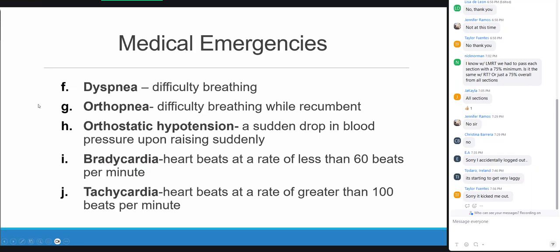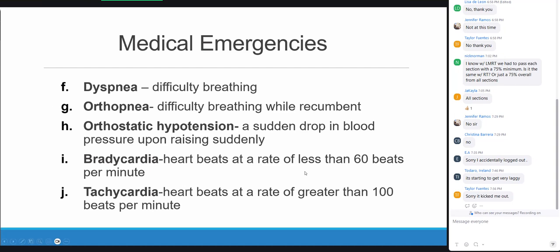Dyspnea is difficulty breathing. Orthopnea is difficulty breathing while recumbent. I'm sure you've run across those patients. They can't lie flat. They've got to have their head elevated. They can't breathe. That's orthopnea they're suffering from. We have orthostatic hypotension, which is a sudden drop in blood pressure upon going from a lying position to sitting up, or from a seated position to standing up.